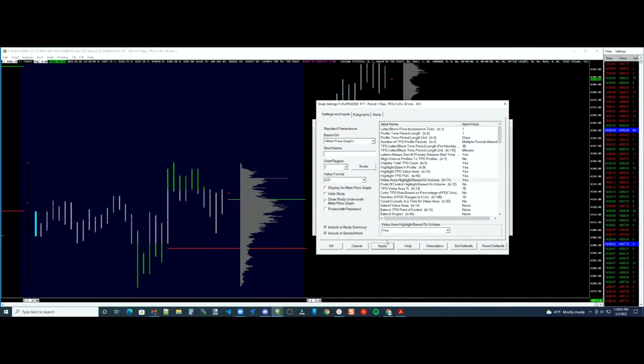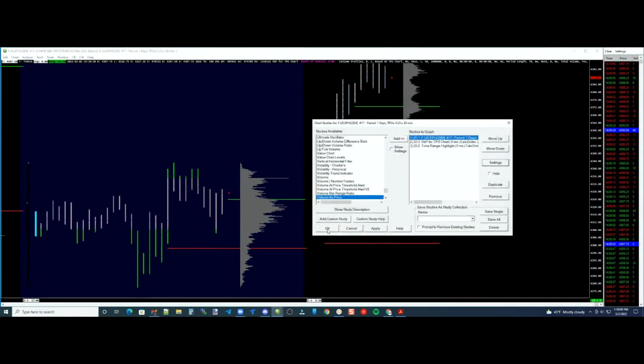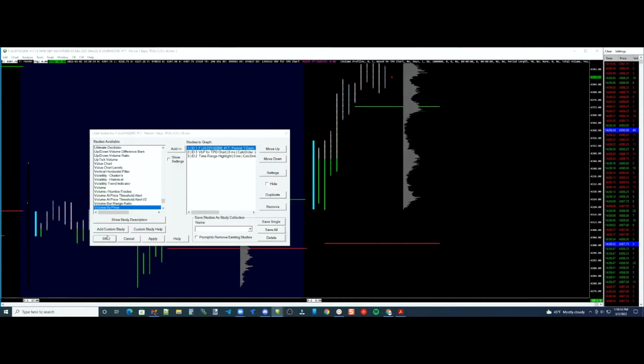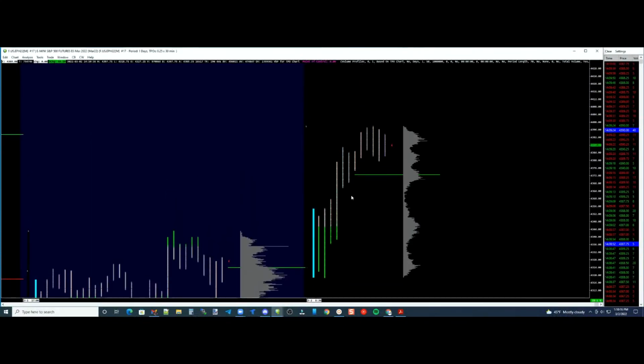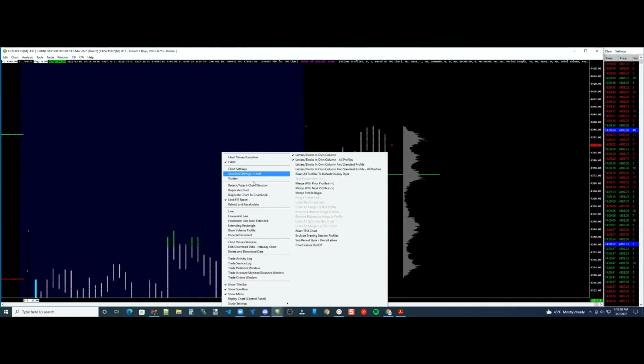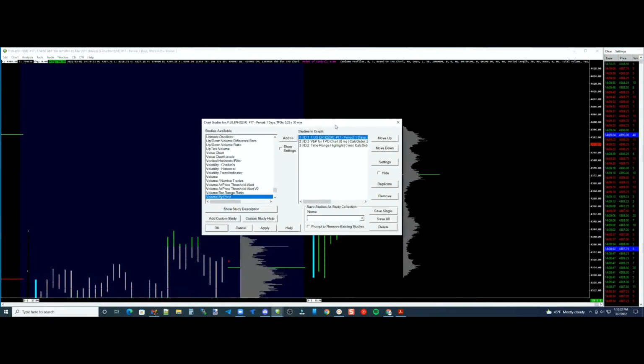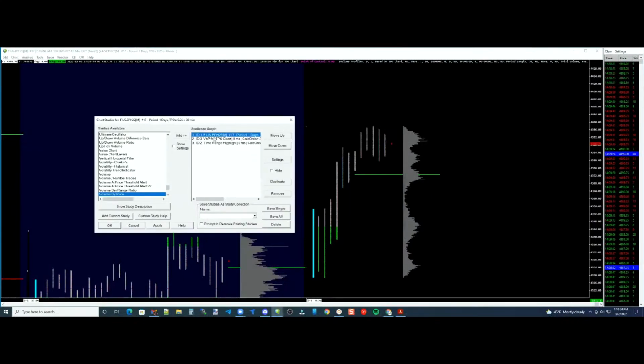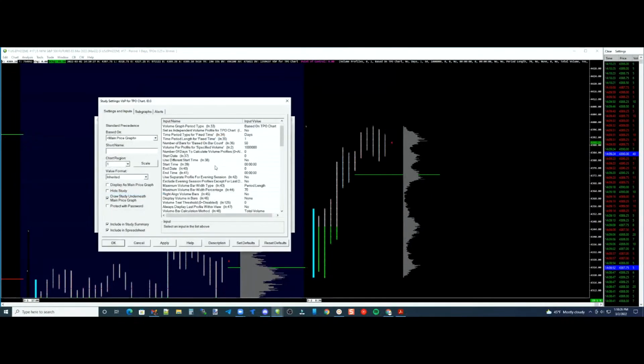So you want this based on volume. Okay. That's going to give you the value area on your TPO based upon volume. Now let's come over here and I want to show you how I actually set up my volume by price.